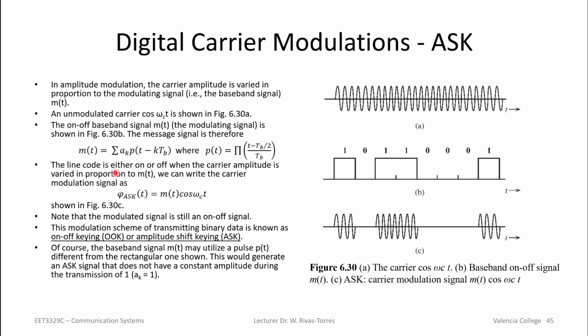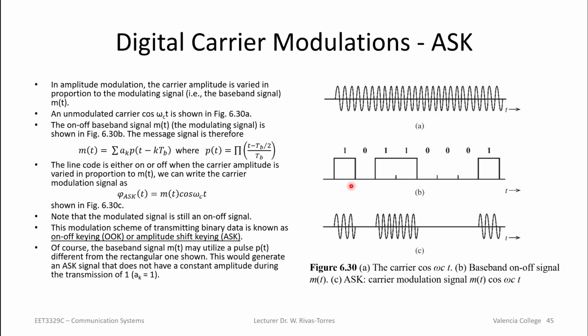In this case, the line code is either on or off, right? You have a 1 or a 0. You either have the presence of a signal, or you don't, to represent your 1s and your 0s, as we've seen earlier. So when we take that and multiply it by the carrier, we get our ASK signal, which is m(t) times cosine omega_c t. If you remember your AM signal, that's pretty much exactly the same way it looked.